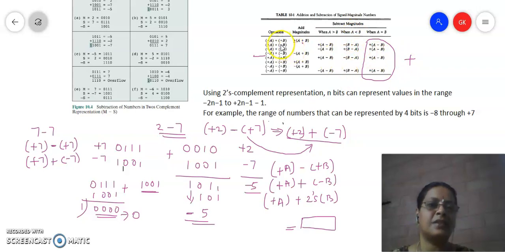If a is less than b, you are going to attach the sign of b only. So you just refer to the sign of b: if it is minus, you'll put minus here; if the sign of b is plus, you will put plus here. Like this, you will be attaching the sign of b because b is the bigger number. For this combination, a is bigger, so you will attach the sign of a.